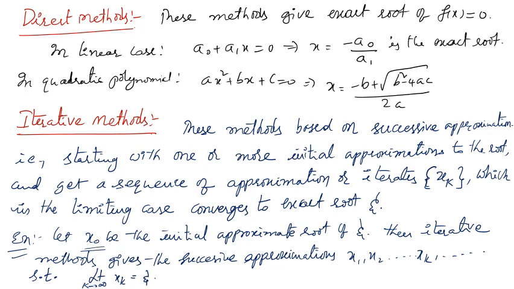In those methods, take the initial approximation as x naught, and applying the method you will get successive approximations x1, x2, xk, better than x naught and so on. And when this k value goes to infinity, that means x1, x2, x3, xk, x100, x1000, x1 lakh and so on, in the limiting case, this approximate root tends to the exact root. This is the concept of iterative methods.